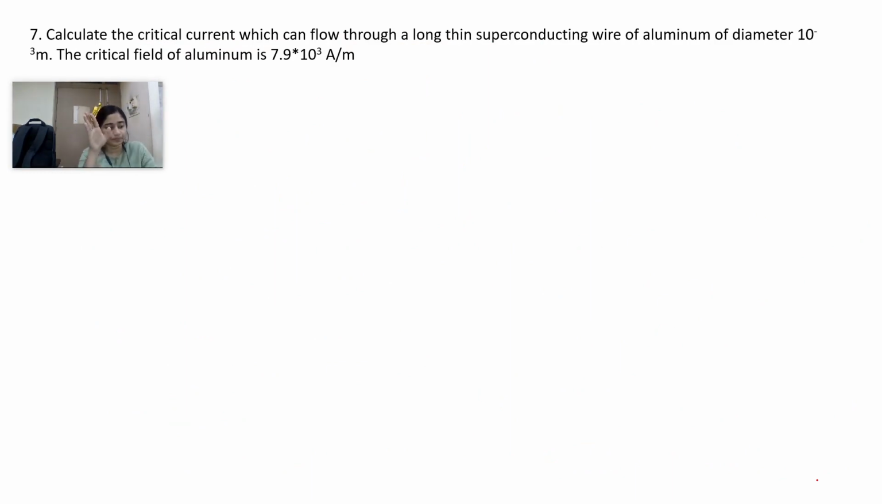Hc is already given and diameter is given. From there you will get the R value. Then just substitute that in the formula. You will get the critical current for a long wire of aluminium. Okay, so here you can get the formula IC is equal to 2 pi r HC.